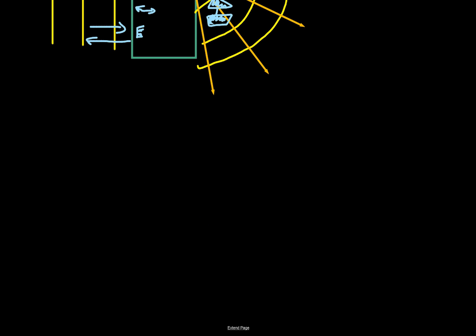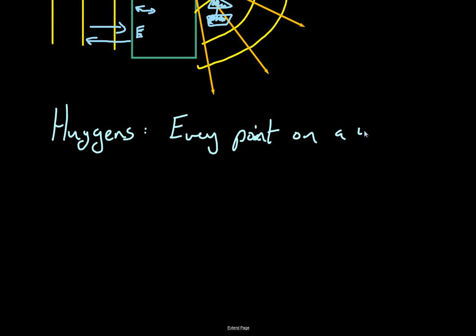Now the question is, why does this happen? Back in the 1600s, a Dutch scientist named Huygens, that's spelled with a Y and a G, explained diffraction in this way. He said every point on a wavefront acts as a source of new waves.